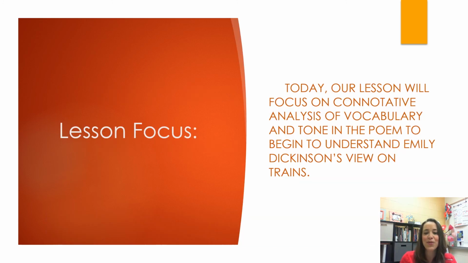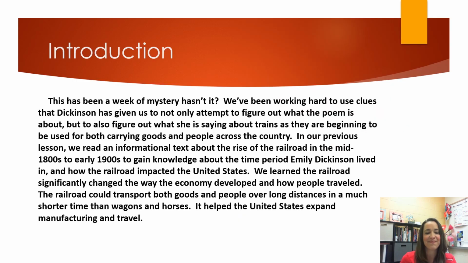Today, our lesson will focus on connotative analysis of vocabulary and the tone in the poem to begin to understand Emily Dickinson's view on trains. This has been a week of mystery, hasn't it? We've been working hard to use clues that Dickinson has given us to not only attempt to figure out what the poem is about, but to also figure out what she is saying about trains as they are beginning to be used for both carrying goods and people across the country.